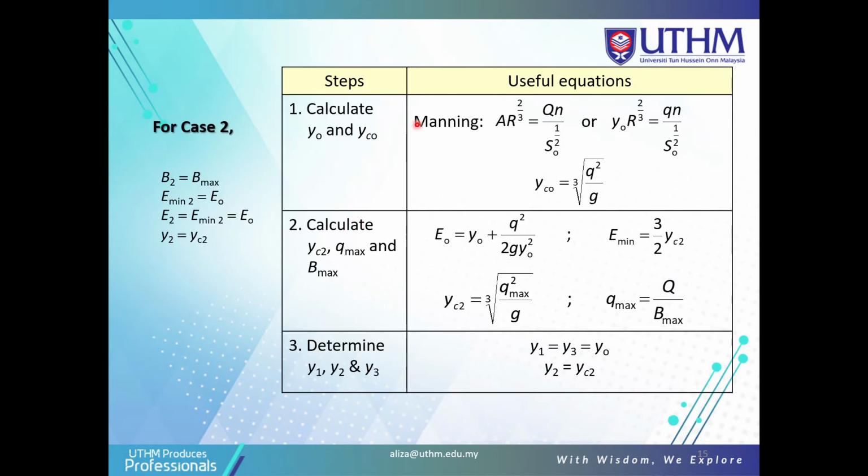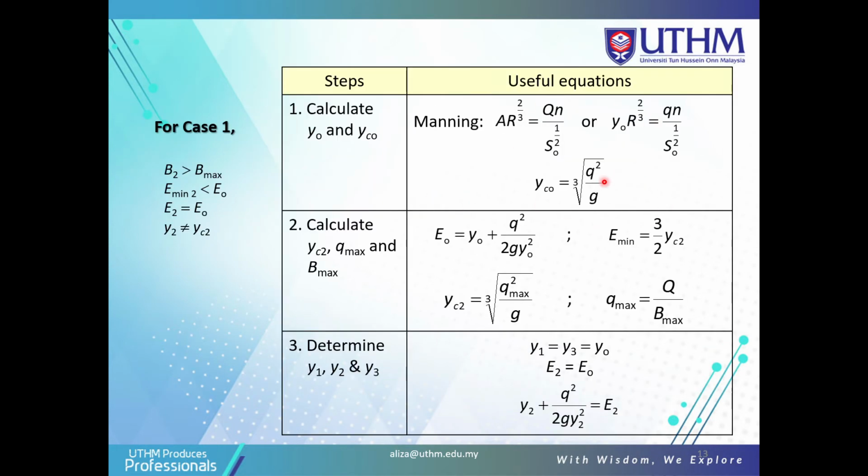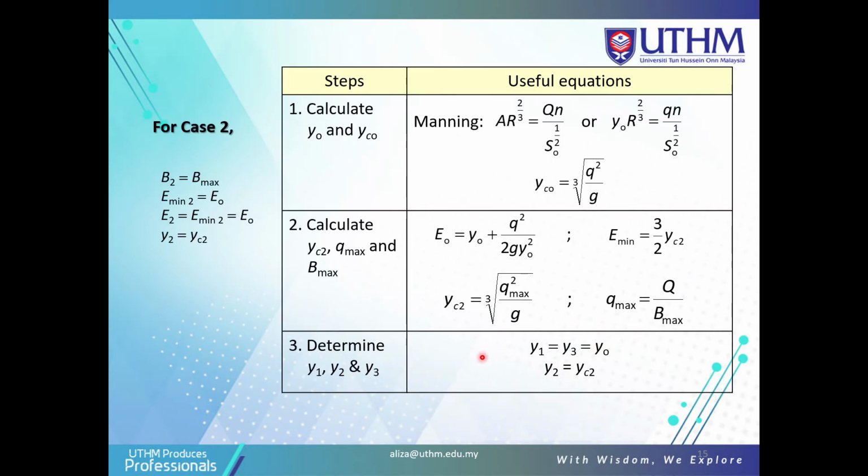So case 2 step by step uses the same equation here, but the values for y1 and y2 are different from case 1. Otherwise it is the same: get y naught and y critical at constriction using this equation. Second, calculate with the same formula, and determine y1, y2, and y3 based on this formula.